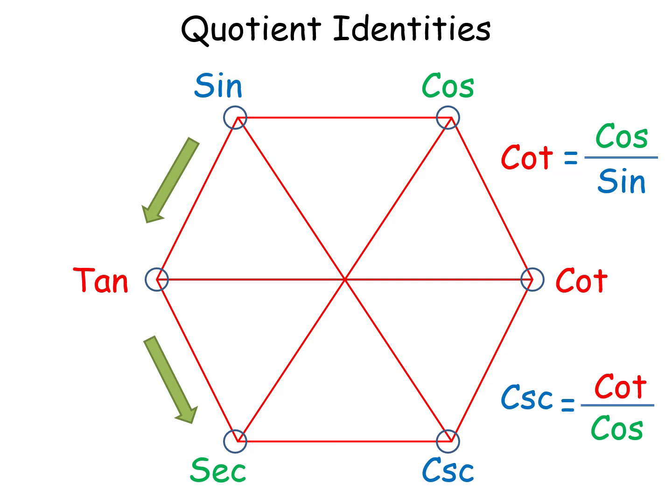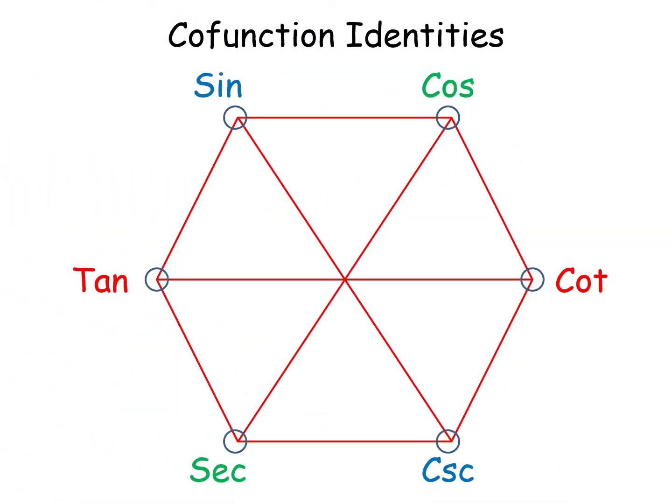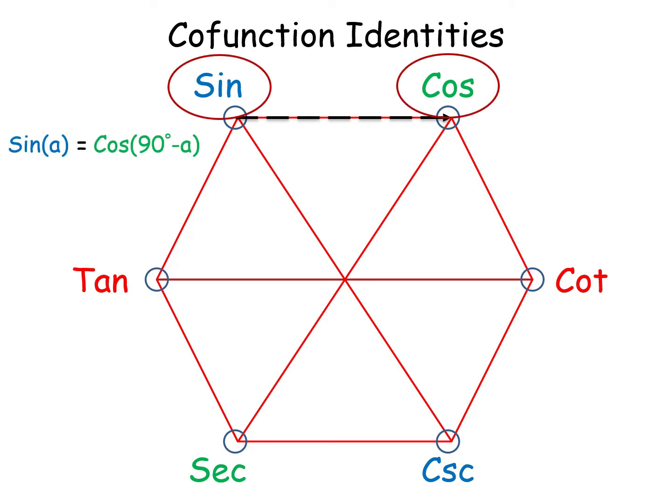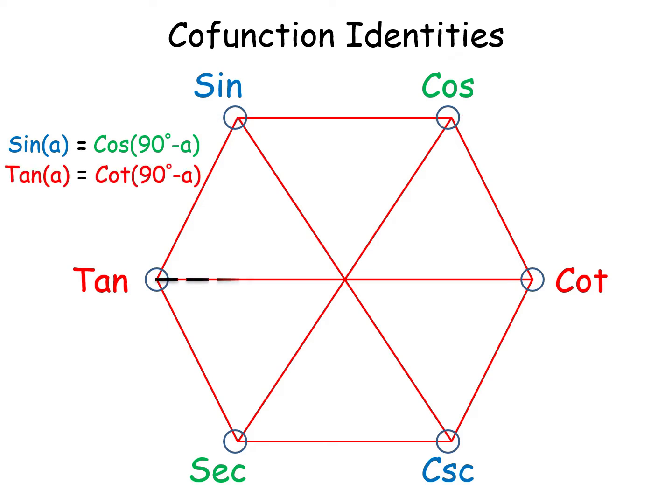Another identity that we can derive from this super hexagon is the cofunction identities. This will show you the complementary trigonometric function of the other angle. Say for example, sine and cosine are cofunctions and complements. Tangent and cotangent are cofunctions and complements. Secant and cosecant are cofunctions and complements.